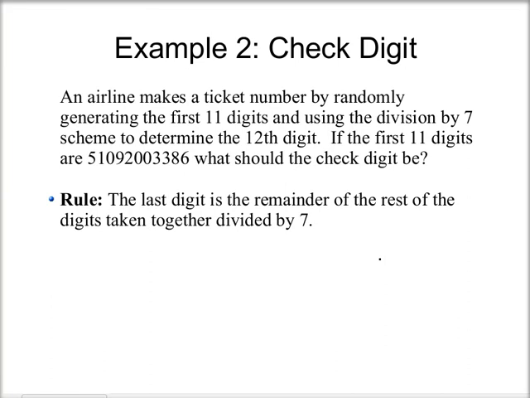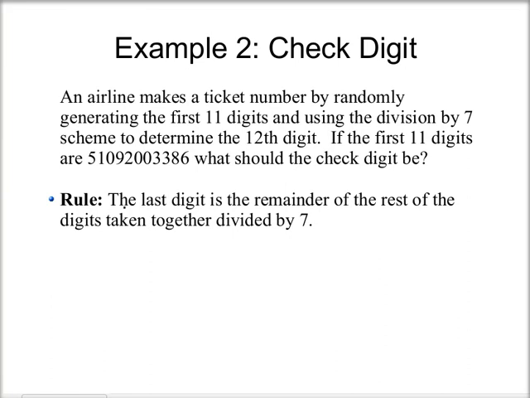So let's look at an example of finding a check digit. An airline makes a ticket number by randomly generating the first 11 digits and then using the division by 7 scheme to determine the 12th digit. So if I've got my first 11 digits of an airline ticket number here, I want to figure out what the check digit should be. So this is what an airline would do when they're coming up with your ticket number. They randomly pick the first 11 digits and then they use a computer to tell them what number would follow the rule to give them the check digit.